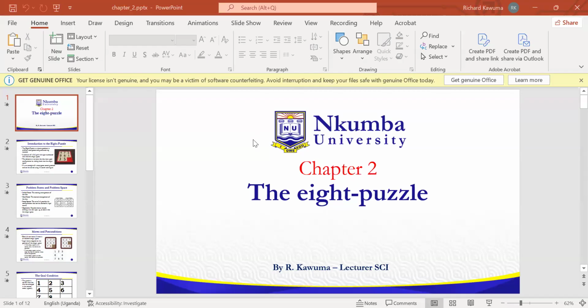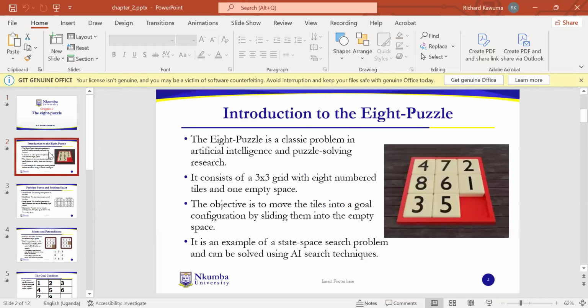Okay. So we are going to look at the 8 puzzle. Can everybody see my screen very well? Yes, sir. Yes, we can. The topic is said to be the 8 puzzle. Now this one, many of you have played this puzzle before. But little did you know that you'll meet it in the AI lessons.